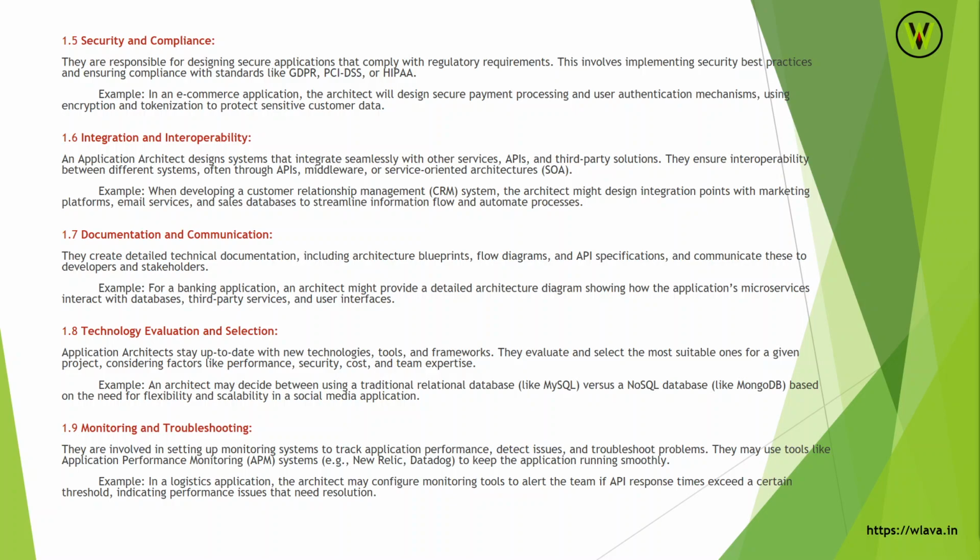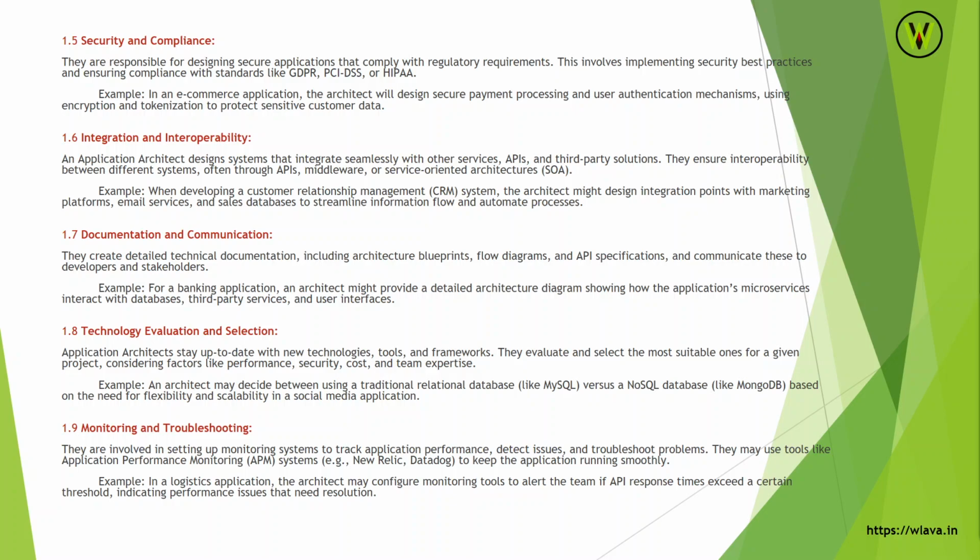1.7 Documentation and communication. They create detailed technical documentation, including architecture blueprints, flow diagrams, and API specifications, and communicate these to developers and stakeholders. Example: for a banking application, an architect might provide a detailed architecture diagram showing how the application's microservices interact with databases, third-party services, and user interfaces.